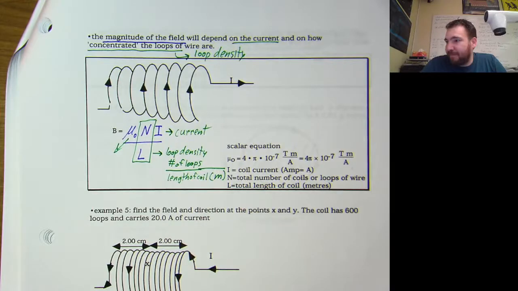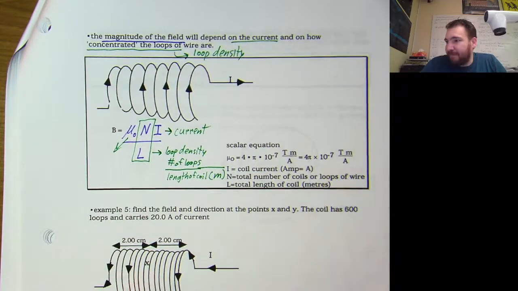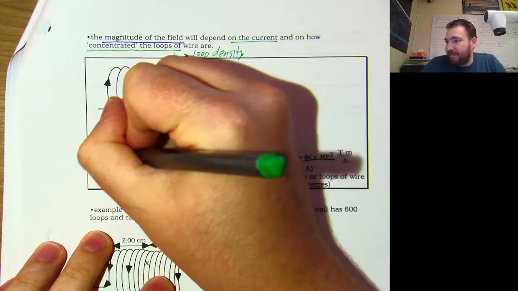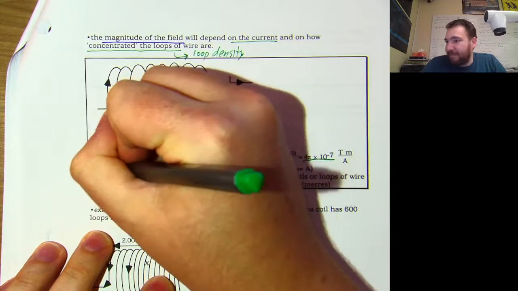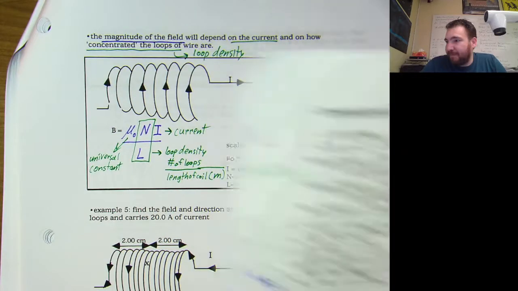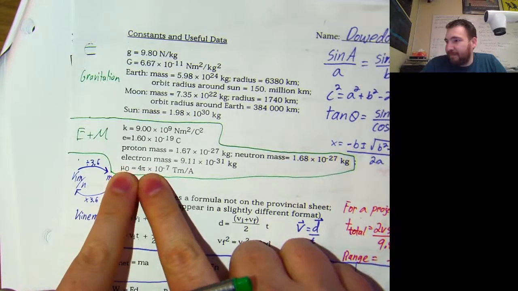Yes. This is the permeability of free space, or the permeability of a vacuum. How easily things flow through something is how permeable it is. So the permeability of free space is the name of that constant, and it's given to us with this value here, 4 pi times 10 to the negative 7 Tesla meters per amp. It is on your formula sheet right there.